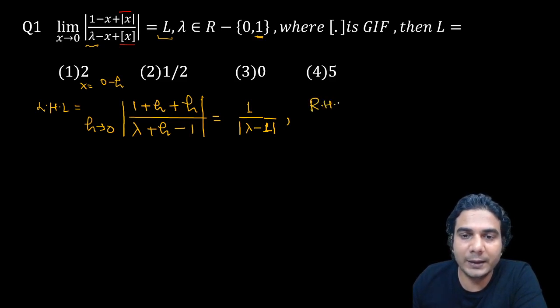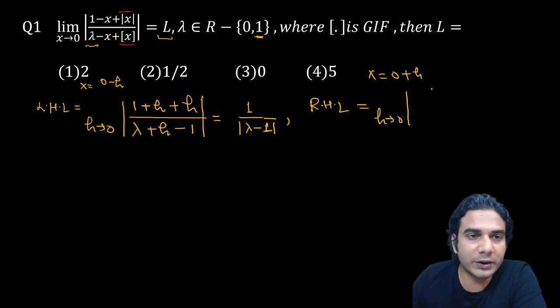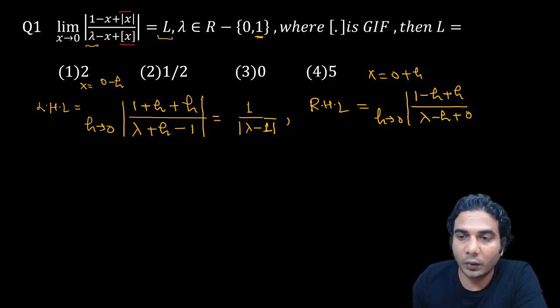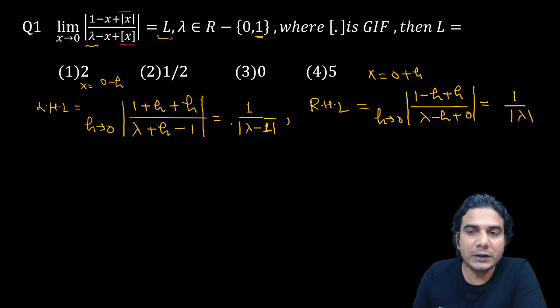So for the right hand limit, you need to put x is equal to 0 plus h. Okay, so put x is equal to 0 plus h and h approaching 0. This will become 1 minus h, and mod of h is h only, divided by lambda minus h, and greatest integer of h is 0, plus h. All right, so now you can put the value of h, which is 0, so it will be 1 upon mod of lambda. All right, so after putting h is equal to 0, you'll get 1 upon mod of lambda.